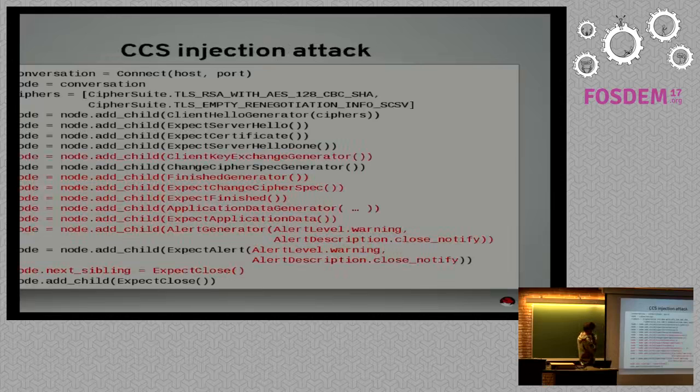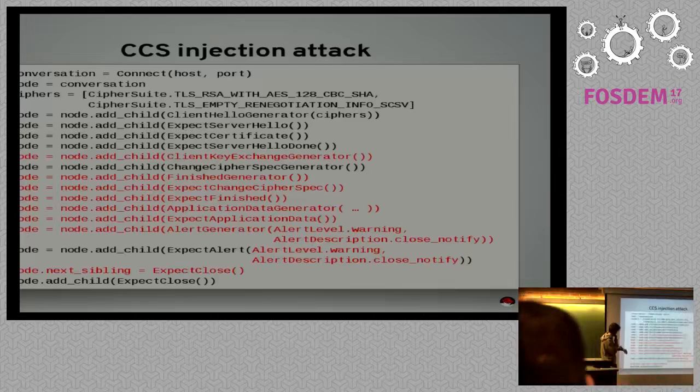We can also test for vulnerabilities. In OpenSSL, we had a problem where the server would accept the change cipher spec message too early in communication. That would cause the connection to establish predictable keys for the encryption and integrity checks. So if we want to see what happens, we basically have to remove all those red messages.